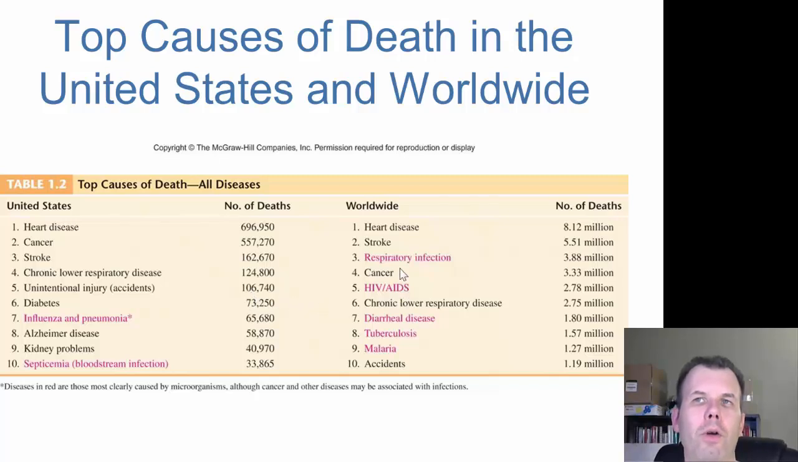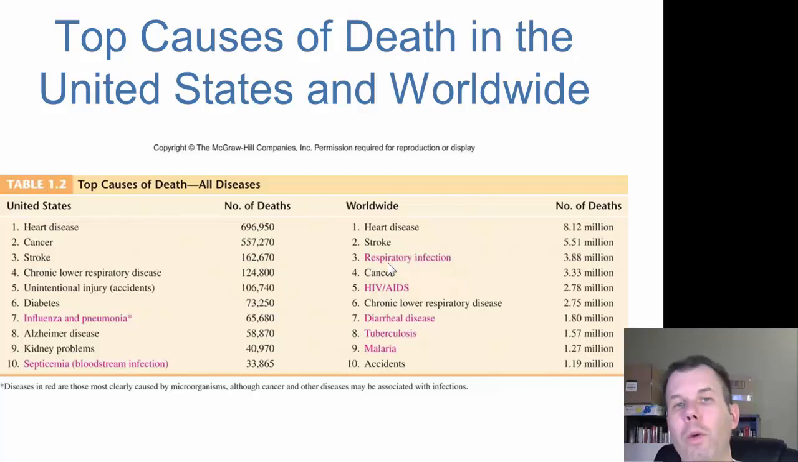You go into other parts of the world, and you can see respiratory infections is the 3rd leading cause of death. Infections, and HIV and AIDS, diarrheal disease, tuberculosis, malaria. You don't see these things in the United States because the United States is more developed. Our healthcare system works pretty well. I guess that can be up for debate. We get vaccinated for things, we're protected from things. Other places in the world, not so lucky. And so we see a lot of these diseases.